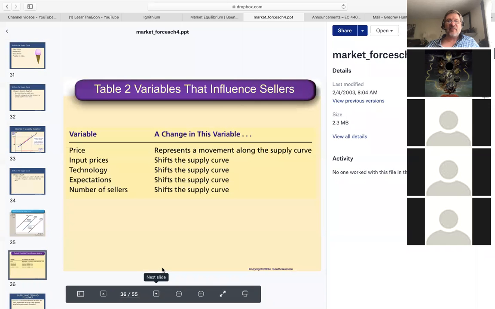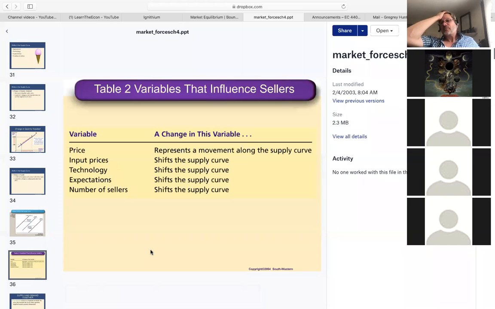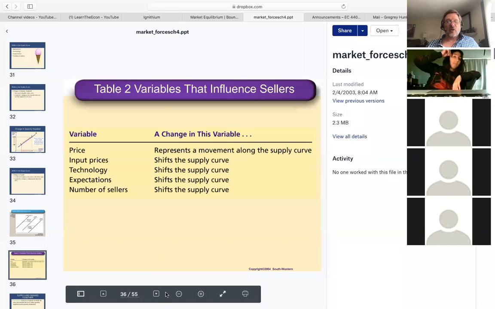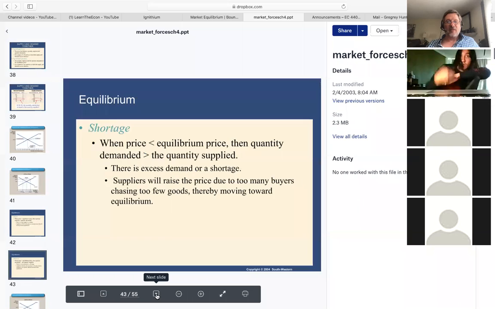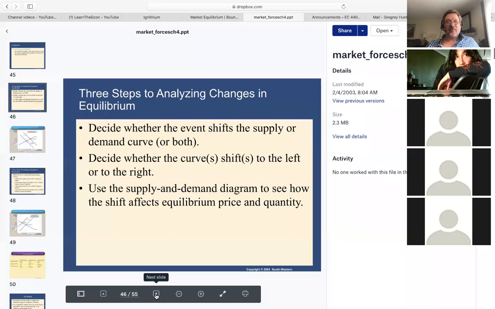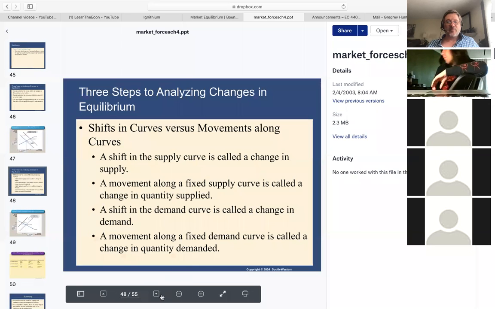Then this is our list of things that can shift the supply curve. Again, a change in price is just a movement along the supply curve. But if there's a change in input prices, technology, expectations, or the number of sellers, then that can cause a shift in the supply curve. So let's begin our analysis of ice cream shifting.